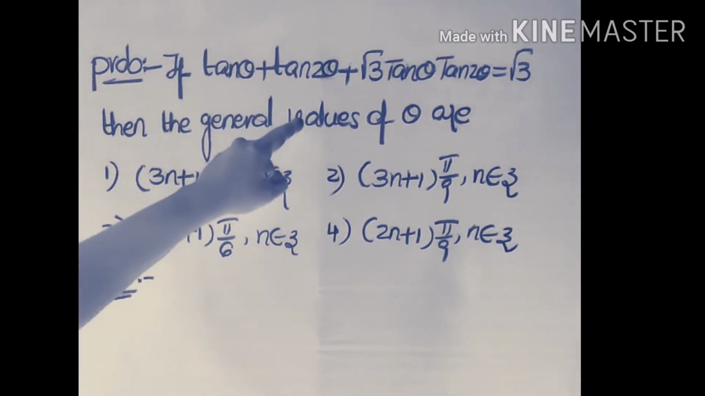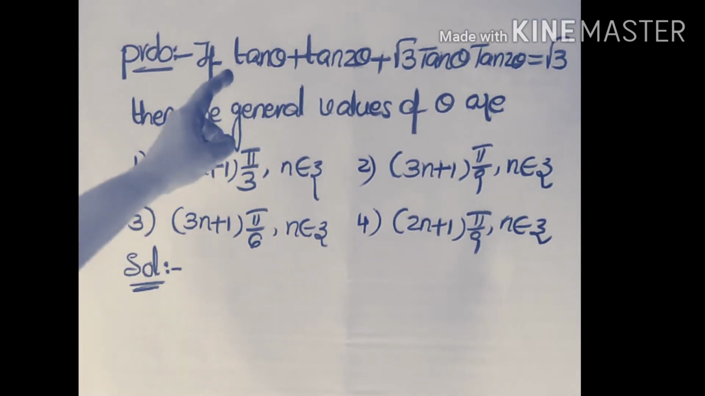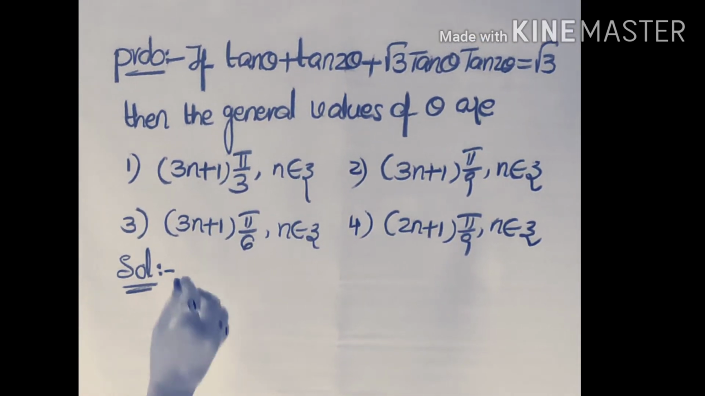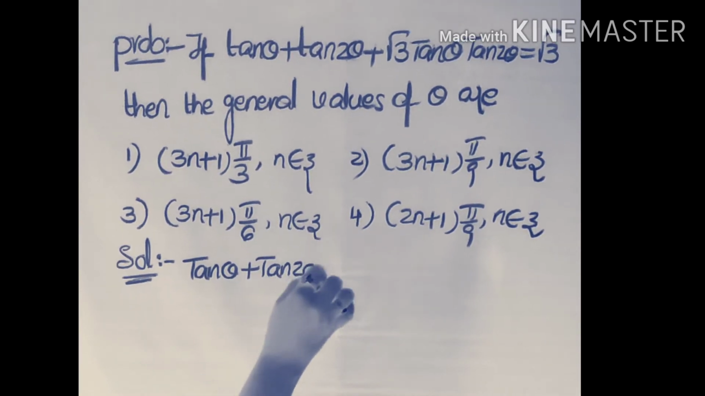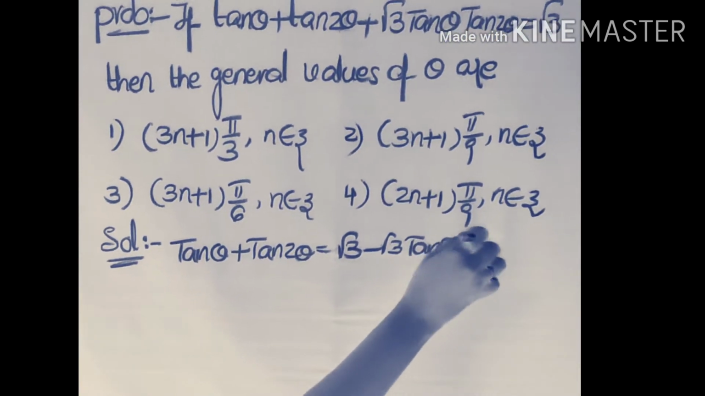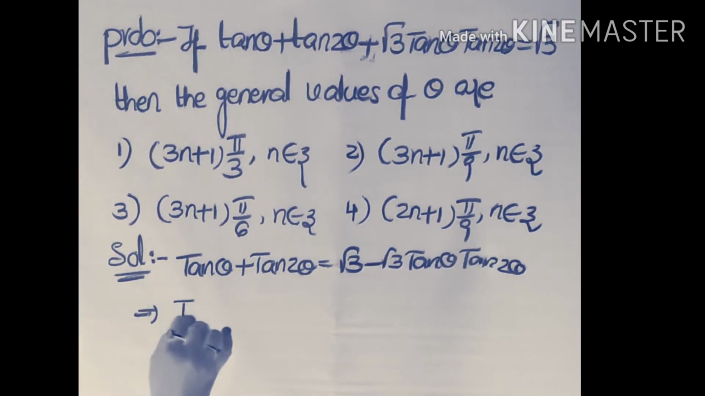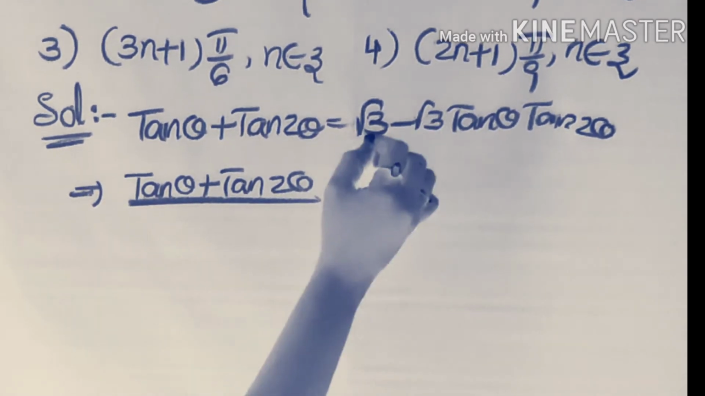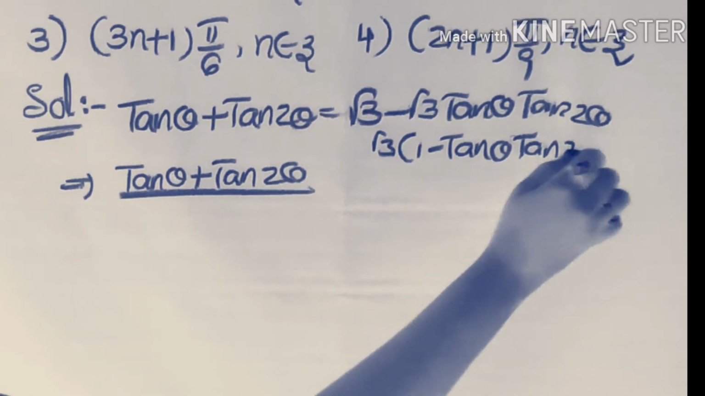Tan theta plus tan 2 theta plus root 3 tan theta into tan 2 theta is equal to root 3. Then the general values of theta. So given that tan theta plus tan 2 theta plus root 3 tan theta tan 2 theta is equal to root 3, which implies tan theta plus tan 2 theta is equal to root 3 minus root 3 into tan theta into tan 2 theta. Writing this last term to that side, which implies tan theta plus tan 2 theta, by taking root 3 common here, root 3 into (1 minus tan theta tan 2 theta).